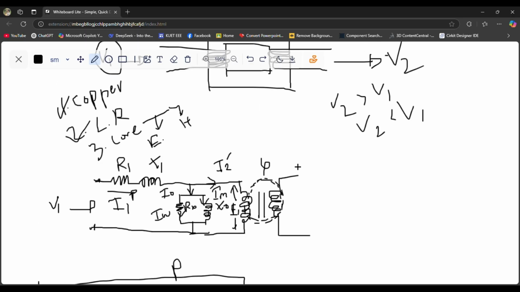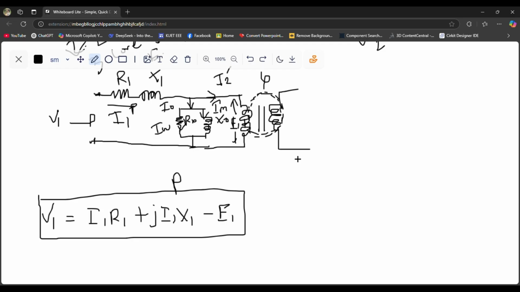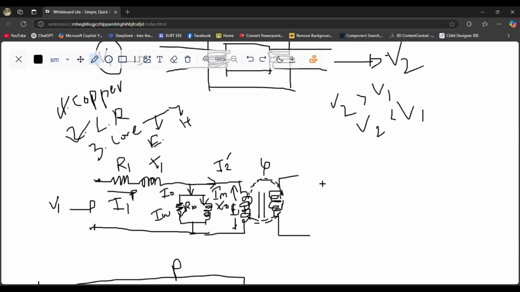I think we should go to the next, the secondary side, because the primary side is already done. In the secondary side we have these losses, but we don't take the core loss component because the core loss component is already taken on the primary side. So at the secondary side we take only the resistance and reactance, R2 and X2.